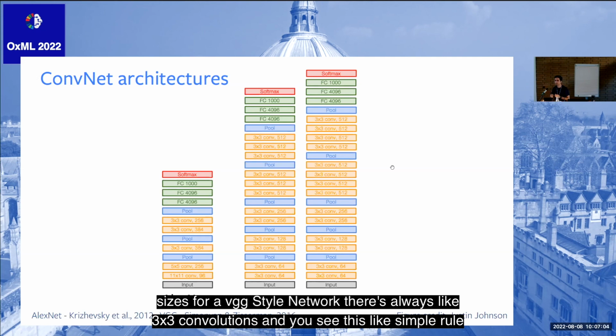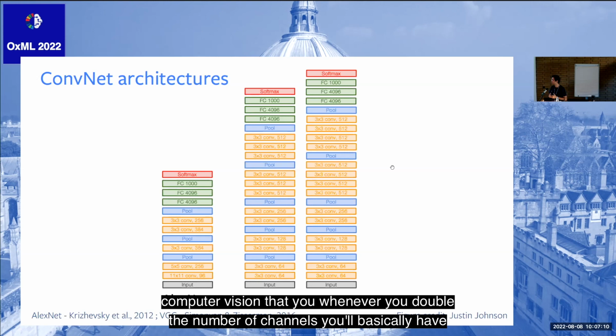And you see this simple rule that was introduced in this work, which has now become pretty standard in computer vision: whenever you double the number of channels, you'll have a pooling layer that reduces the spatial dimensions by 2.